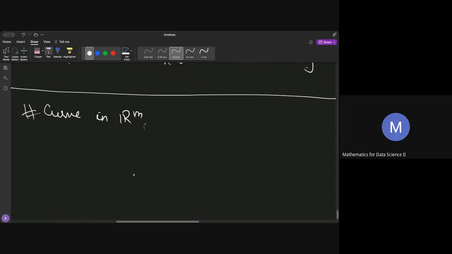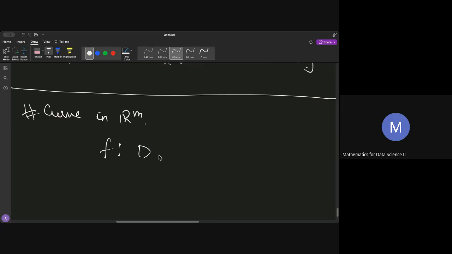A curve in Rm is basically the range of a function f. So a curve is a function f from D, which is a subset of R. That means the domain has to be one-dimensional, right? That's what I mean. Let's come to curve later.